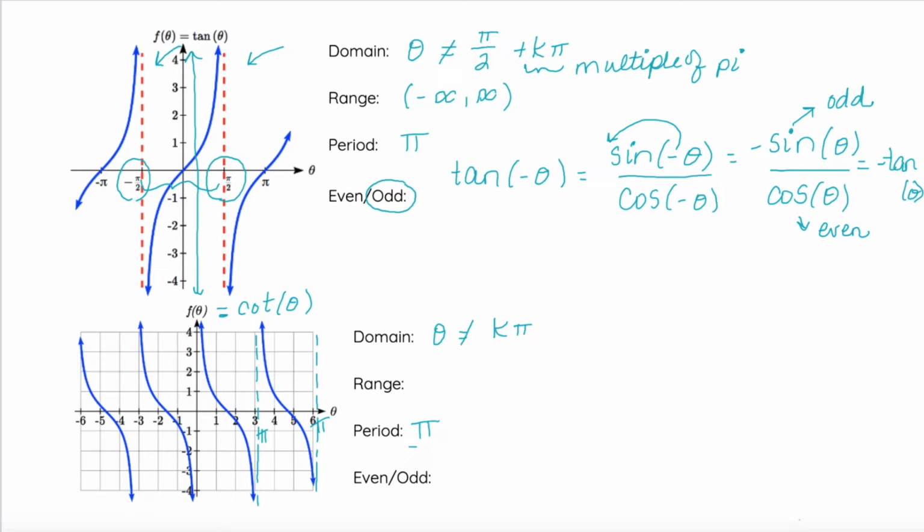Its range is exactly the same as tangent, negative infinity to positive infinity. And it is also odd, because ultimately we know that cotangent is the reciprocal of tangent. So this would also provide us with negative cotangent of theta as well.